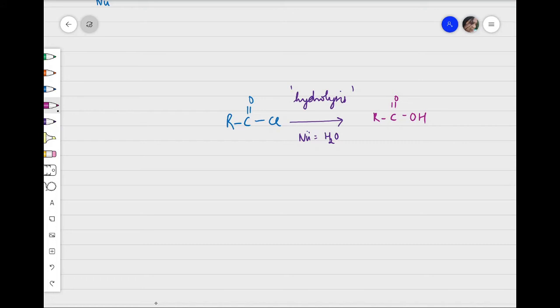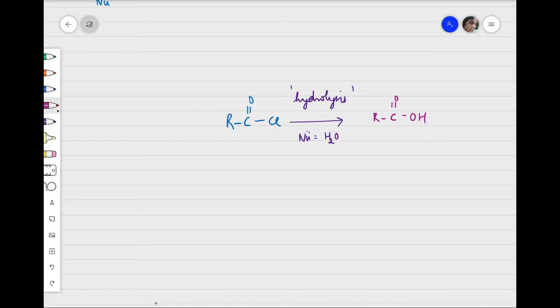So the general reaction is: any acid chloride on hydrolysis will give the corresponding carboxylic acid, and the nucleophile is H2O. You can look into the mechanism. It's the same way which I have discussed before.